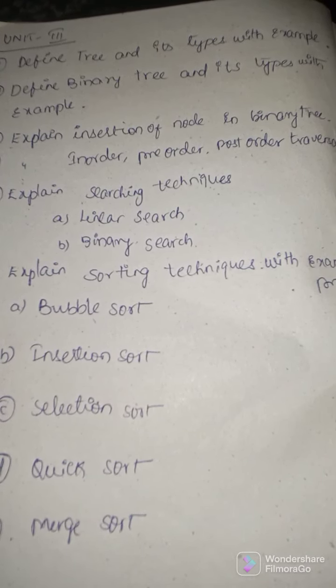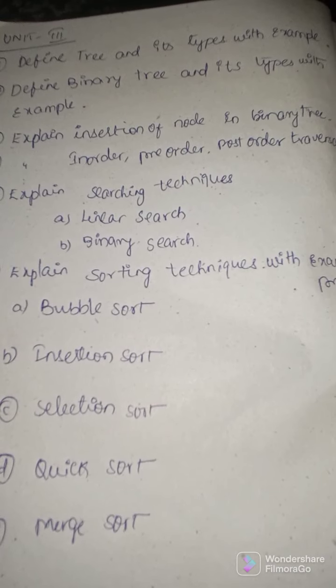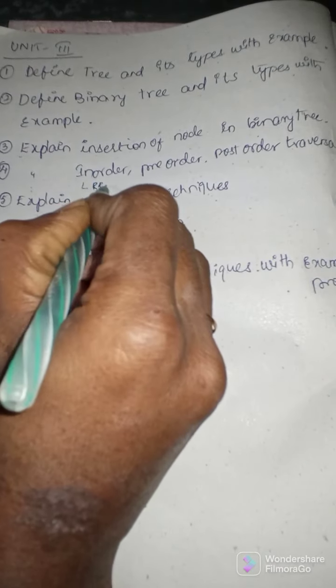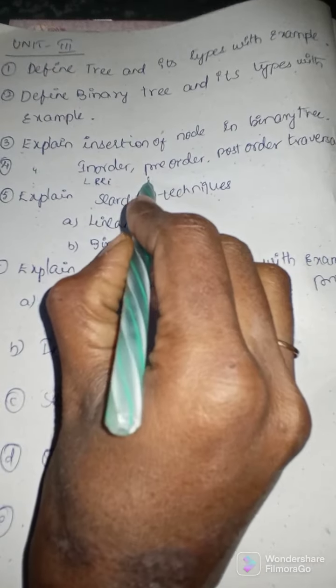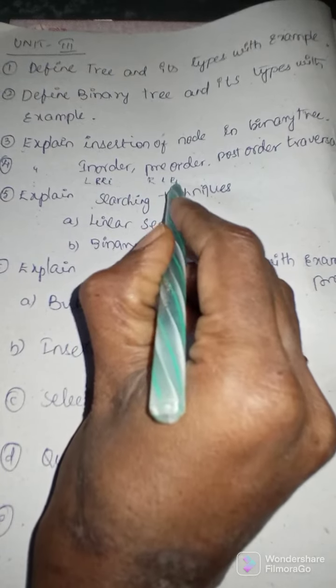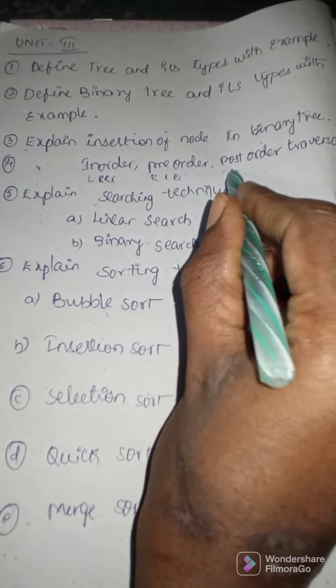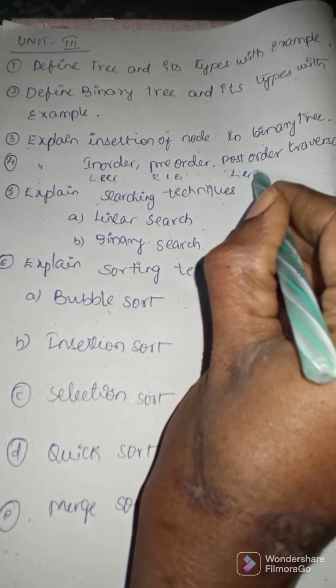The next one is in-order, pre-order, post-order traversals. So in-order is nothing but the root will be in the center, there will be left and there will be right. In pre-order, root will be first, then left, then right. Then the post-order: left, right, then we follow the root.